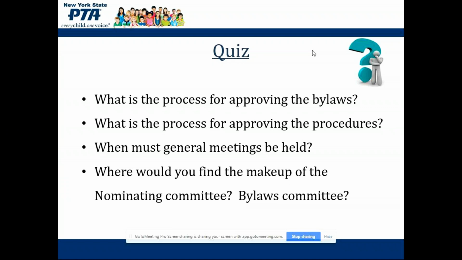When must general meetings be held? You would have to look in your bylaws to find out when those general meetings would be held. Whenever you have a vote on the budget, such as the budget itself or any changes to the budget, you must have a general membership meeting. When you are electing your nominating committee, you must have a general membership meeting. When you are electing your officers, you must have a general membership meeting.